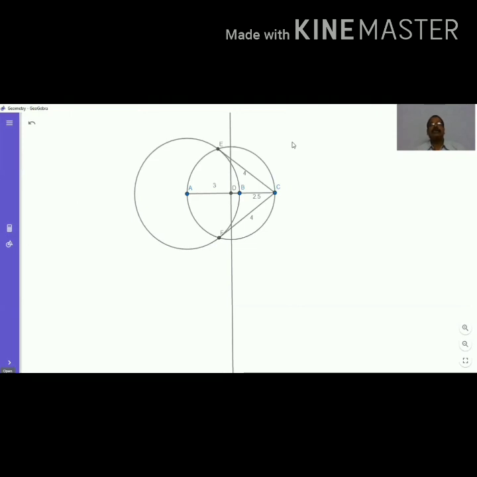So thus the construction completed. The pair of tangents drawn from an external point C with center A. By measurement, CE is equal to CF equal to 4 centimeters.